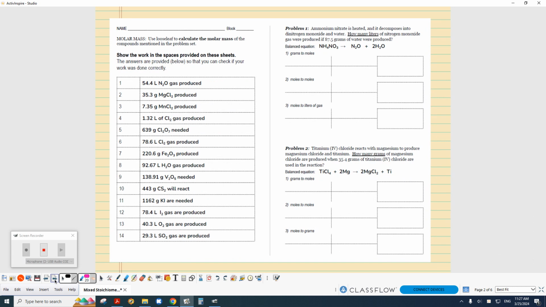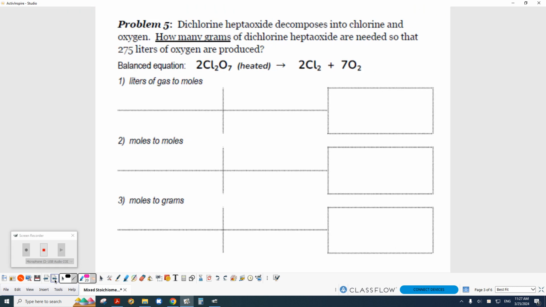Let's take a look at question number 5. In question number 5, it says dichlorine heptaoxide decomposes into chlorine and oxygen. How many grams of dichlorine heptaoxide are needed so that 275 liters of oxygen are produced?